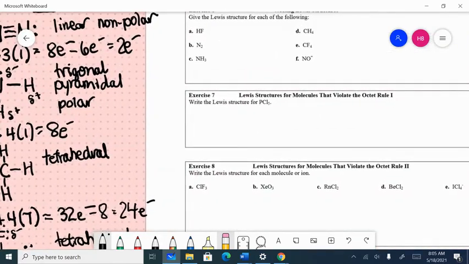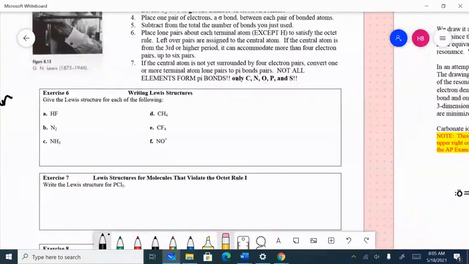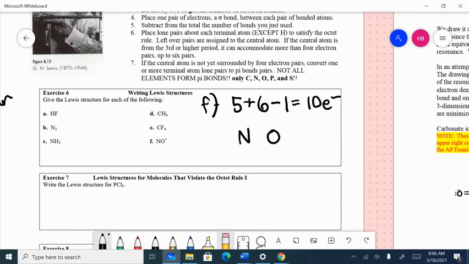Our next one is NO+. So nitrogen has 5 valence electrons, oxygen has 6. But that plus sign means that we're missing one of those. So we only have 10 electrons. So put it together, N and O. Bond them together, and that uses 2. We have 8 left over.